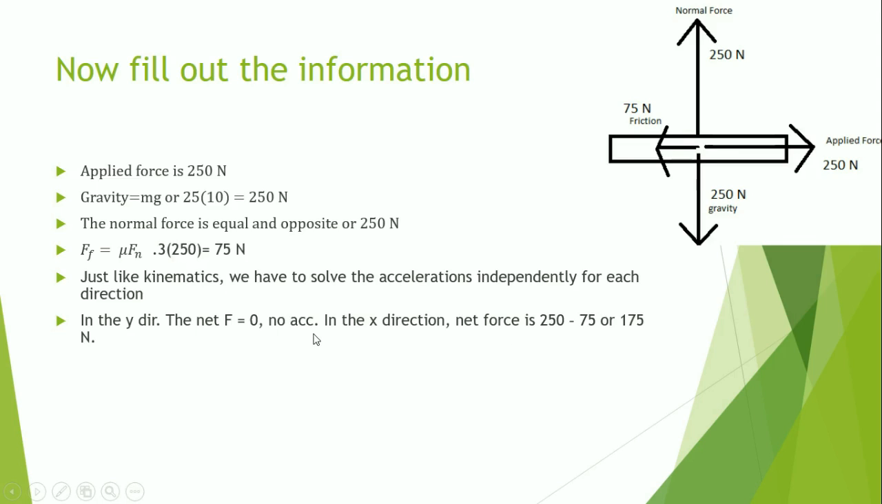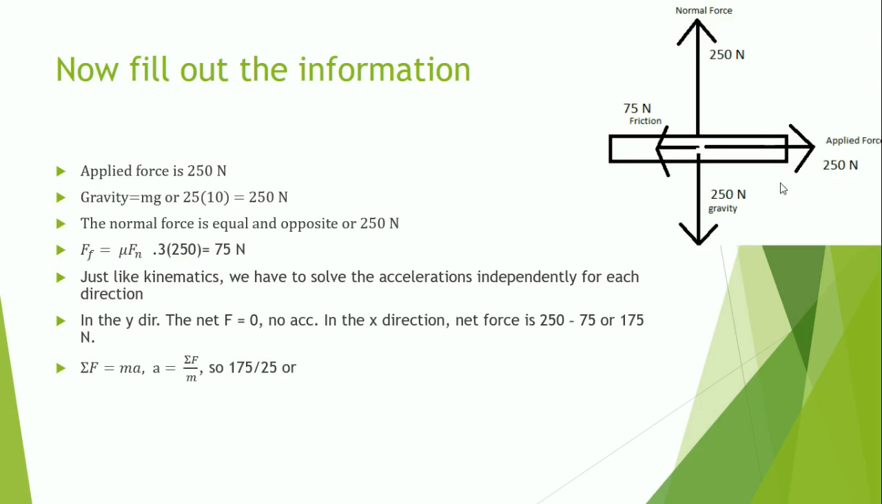In the x direction, however, the net force is basically the subtraction because these are opposite directions. So 250 minus 75 newtons is 175 newtons. So there's a net 175 newtons, sorry, to the right. So this object's definitely going to move to the right.